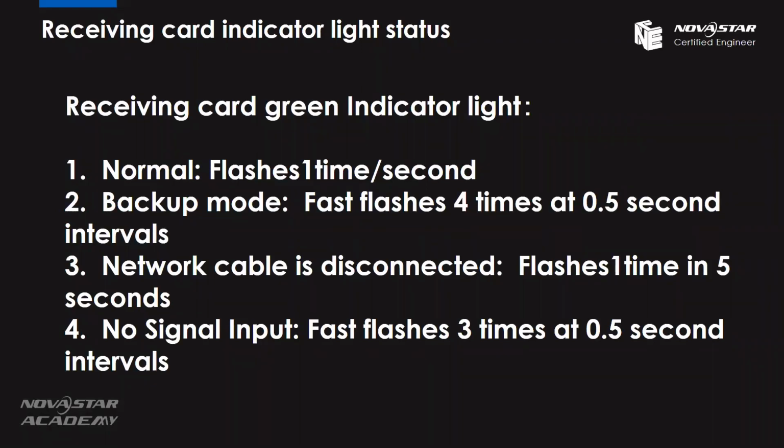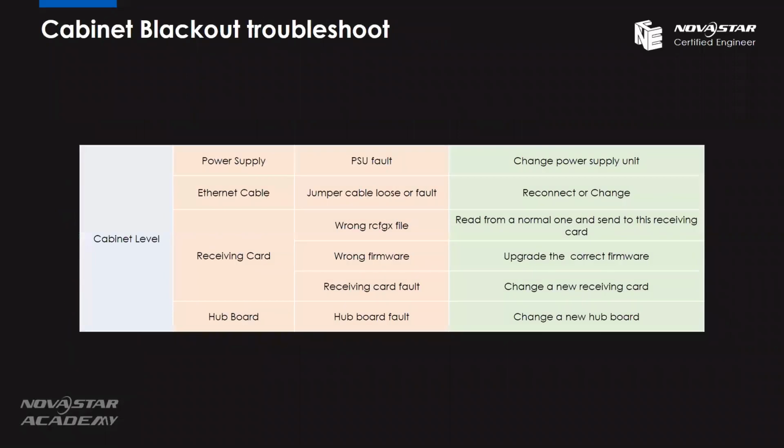And Brian did a great job. Okay, and for the second question, if we met a cabinet blackout, what could be the possible reasons? The potential cause could be the power supply, right? So we may need to change the power supply unit and the Ethernet cable, and you mentioned that. Maybe it could be a loose or faulty jumper cable. And for the receiving card side, there may be some other details we need to troubleshoot. Maybe it's a wrong RCFG file, or a wrong firmware, or a receiving card hardware fault.